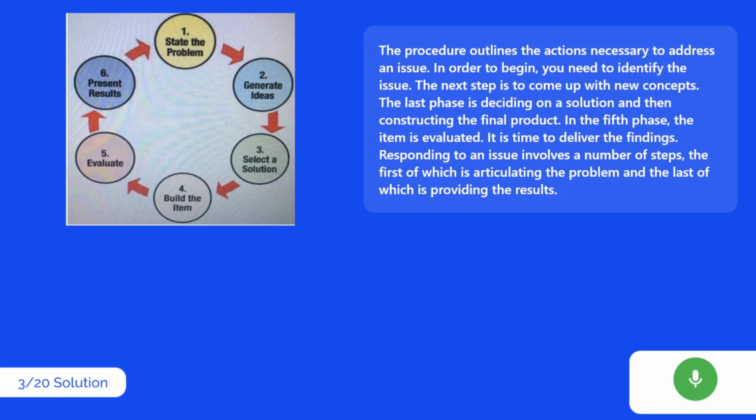Responding to an issue involves a number of steps, the first of which is articulating the problem and the last of which is providing the results.